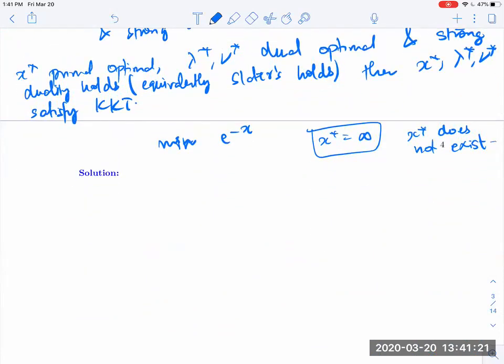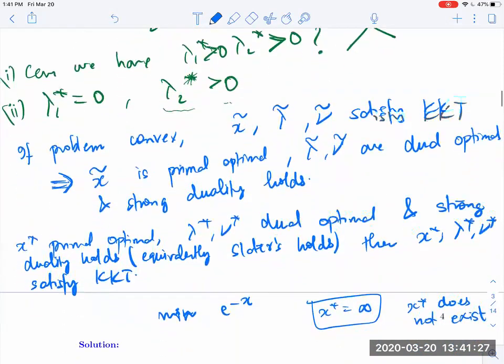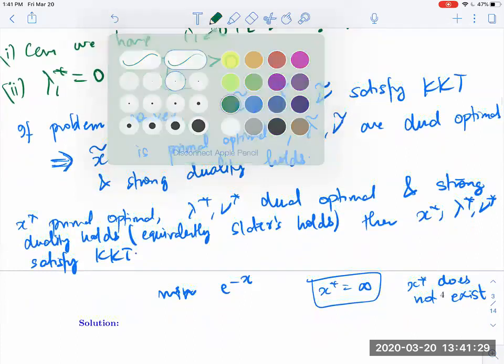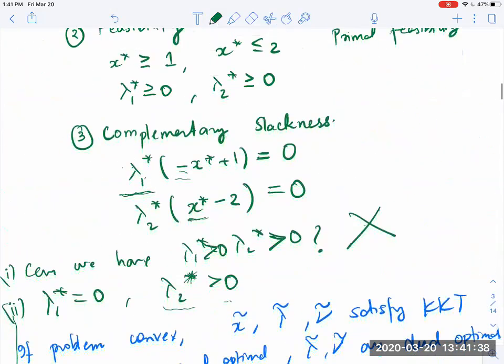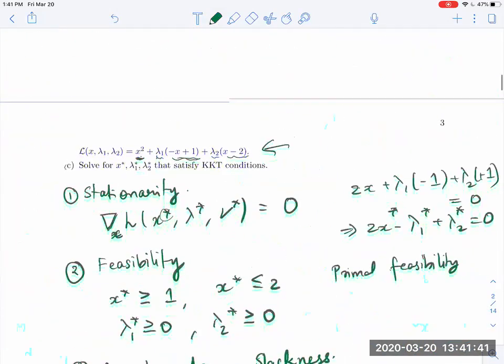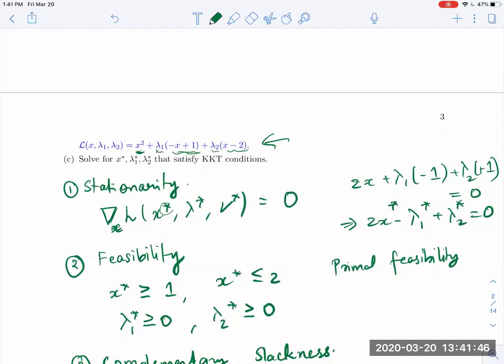So we know that x star must be equal to 2 for this case, assuming that lambda 2 star is greater than 0, right? So this implies x star is equal to 2. What will I do next? Next we want to solve for lambda 2 star. So we can plug lambda 1 and then x star into the stationarity condition.